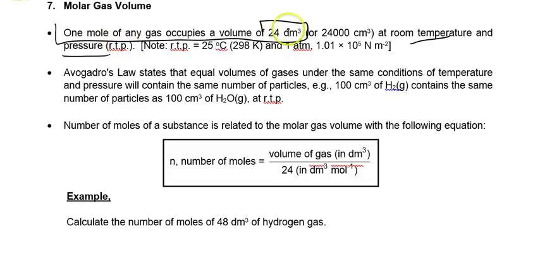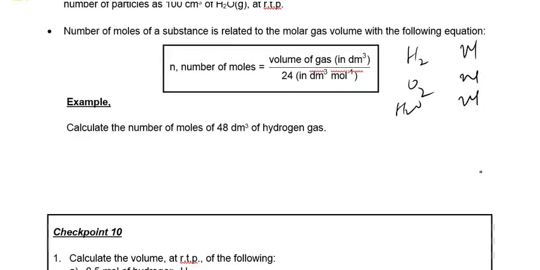So 1 mole of any gas always be 24 dm cube. So if I have 1 mole of hydrogen gas, I will have 24 dm cube. If I have 1 mole of oxygen gas, it will be 24 dm cube. If I have 1 mole of water vapor, it will also be 24 dm cube. So 1 mole of any gas, regardless of the formula, will always be 24 dm cube. So with this, how do we calculate the number of moles of 48 dm cube of hydrogen gas? Very simple. Number of moles is simply volume over 24. So volume is 48 here, divided by 24, we will get 2.00 moles of hydrogen gas.